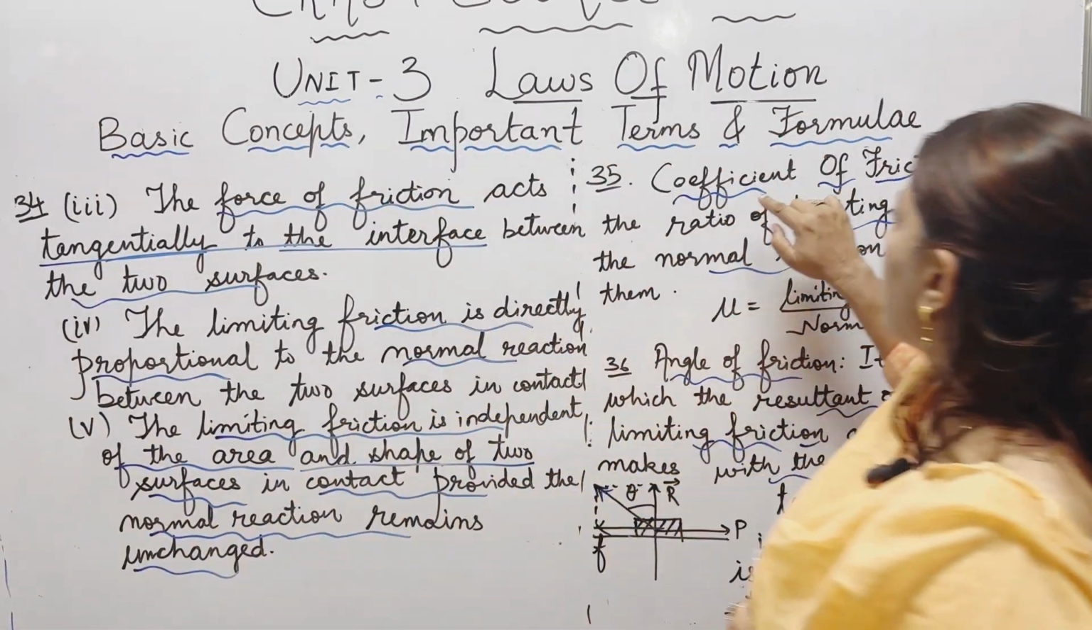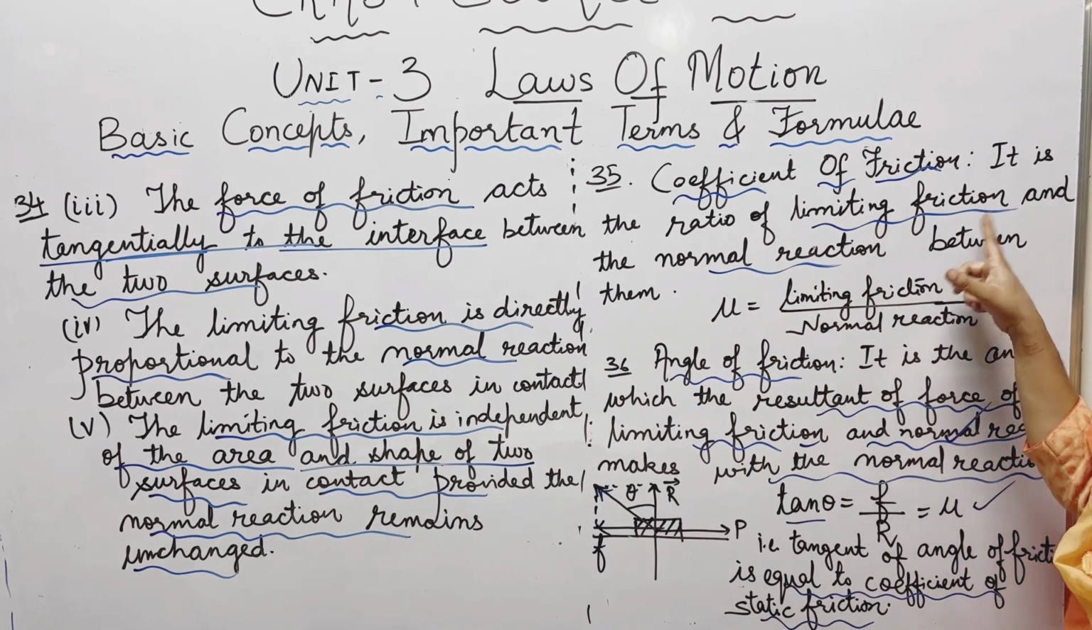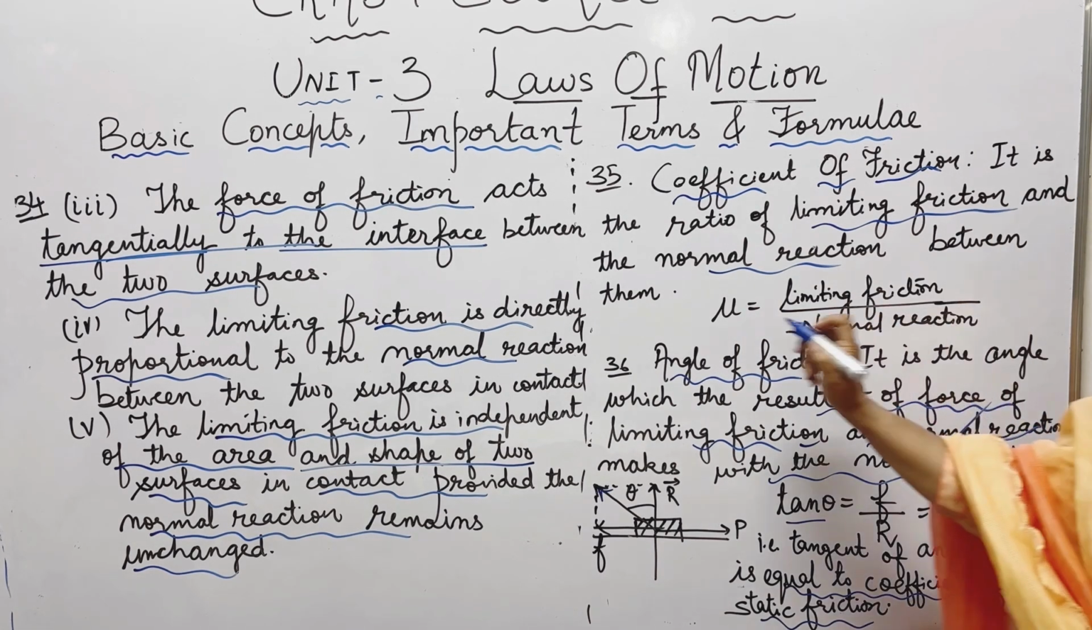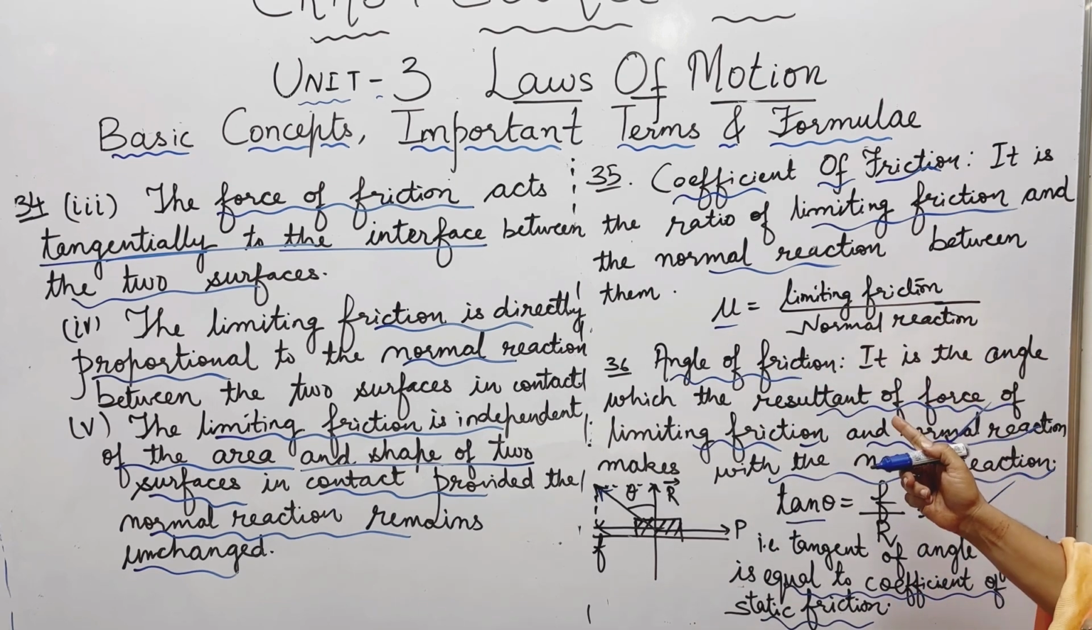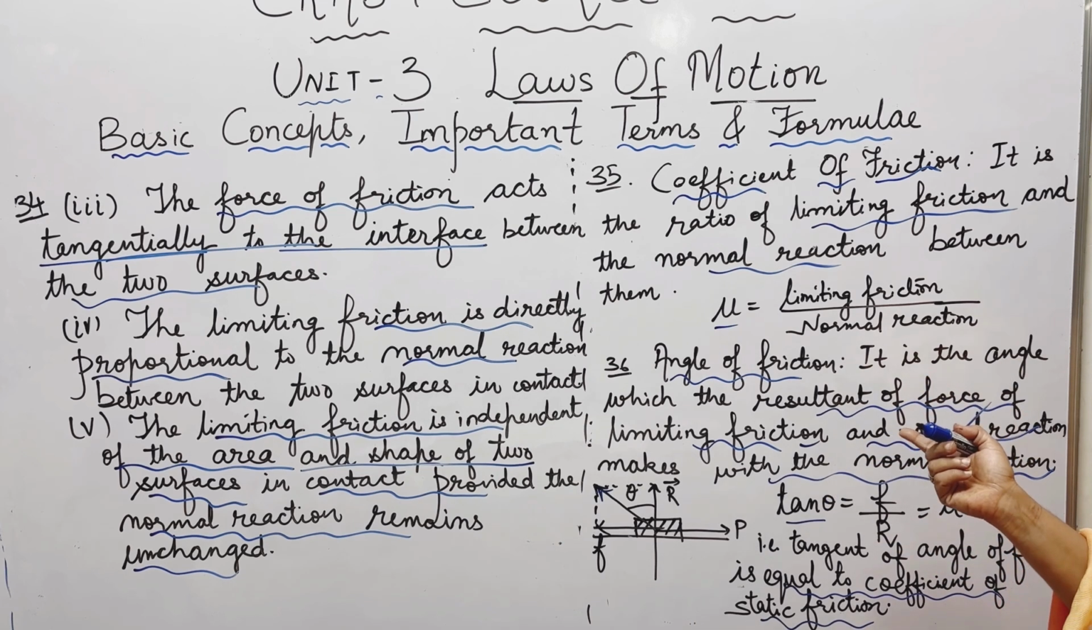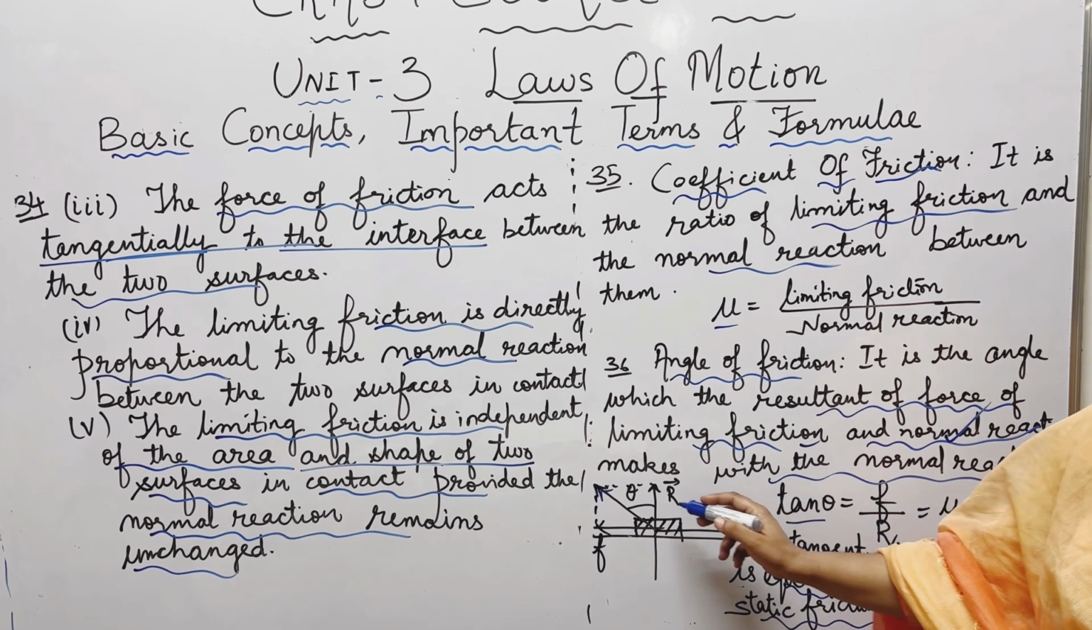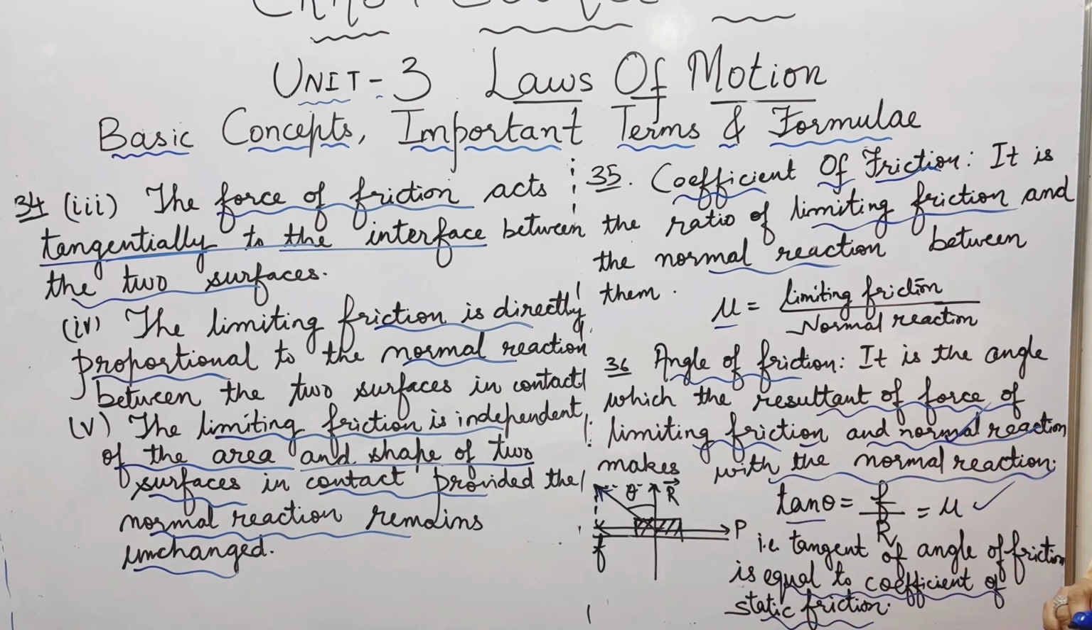The 35th point is about the coefficient of friction. It is the ratio of limiting friction to the normal reaction, denoted by mu. Angle of friction is the angle between the resultant of the normal reaction and the limiting friction, and the normal reaction. Here R is the normal reaction and F is the limiting force. So from the figure we have tan theta equal to limiting friction upon normal reaction, which is equal to mu. It is concluded that tan of the angle of friction is equal to the coefficient of static friction.